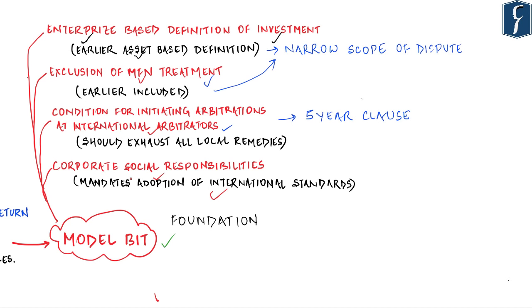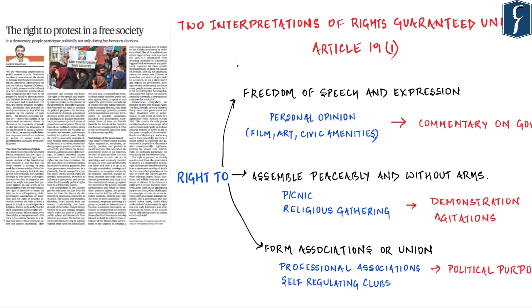And hence, this is a problematic part of the model BIT. Let's now move on to the next article. The article titled The Right to Protest in a Free Society appears on the editorial on page number 11.